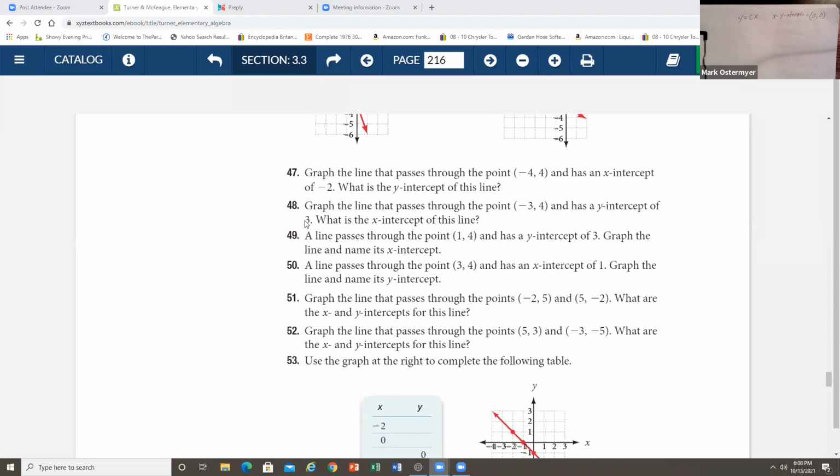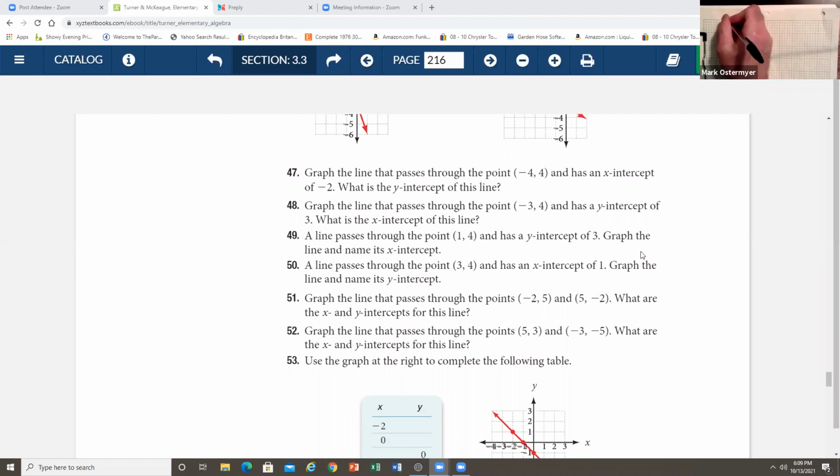Number 48 says: graph the line that passes through the point negative 3, 4 and has a y-intercept of 3. What is the x-intercept of this line? Okay, so we're going to try 48. Ladies and gentlemen, you really need to use graphing paper for these problems for accuracy. Without graphing paper, you might have a difficult time answering the question accurately.